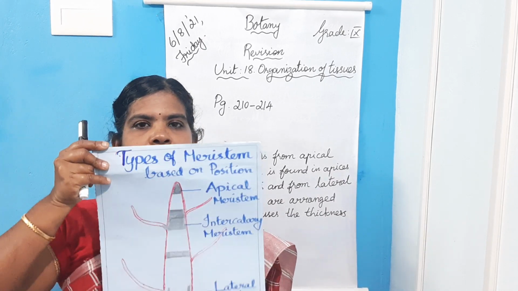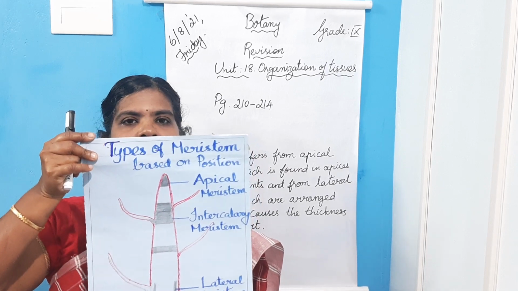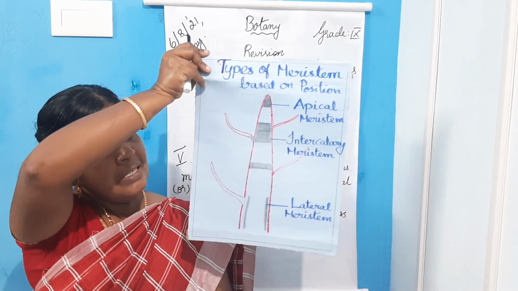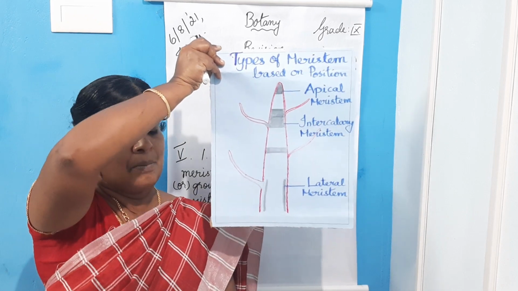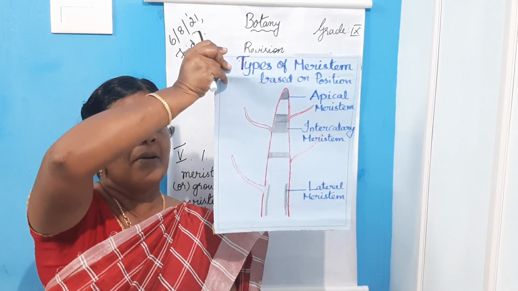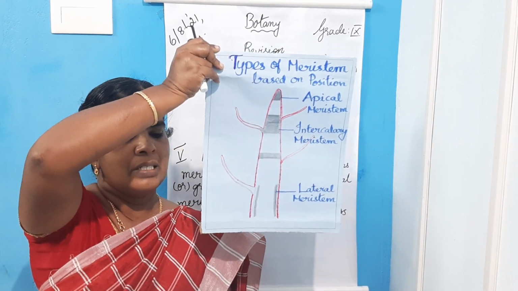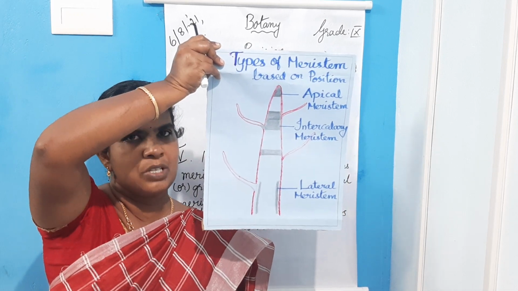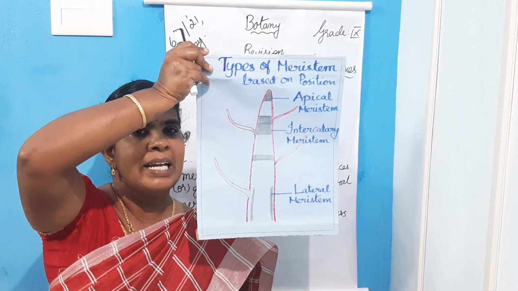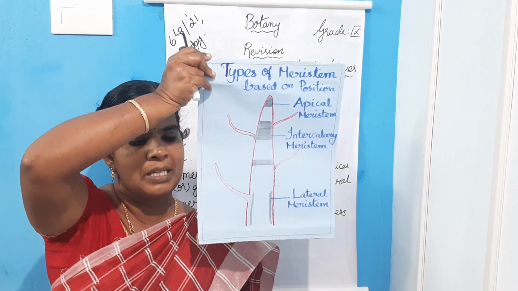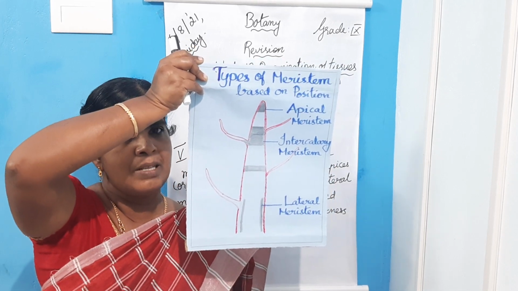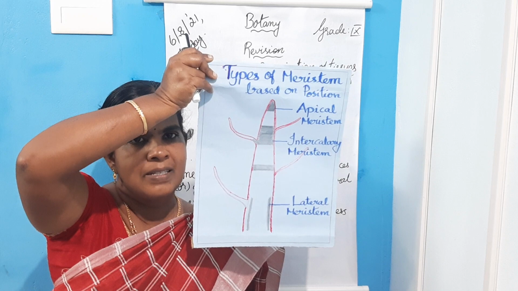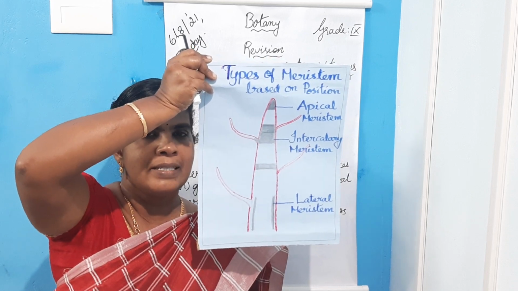For this you have to draw this diagram, the types of meristem based on the position in the plant body. For the question on the types of meristem based on the position in the plant body, you have to draw this diagram.